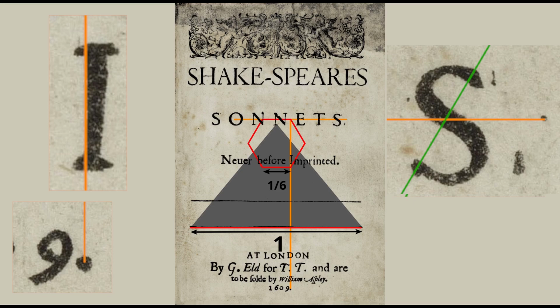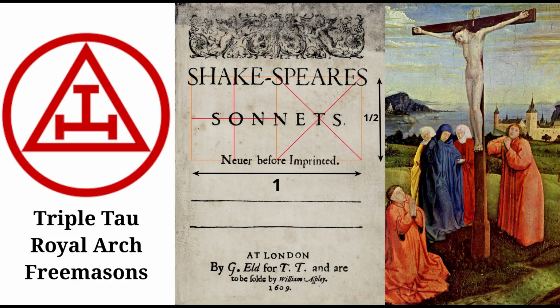It is corroborated by a capital I, which eclipsed and borders in the same fashion as the geometry works throughout the page, and is terminated by the dot next to 1609. The centre line of never before imprinted is exactly half the width of the Great Pyramid and side length of the equilateral triangle below the strike-through of Sheikh-Spears.